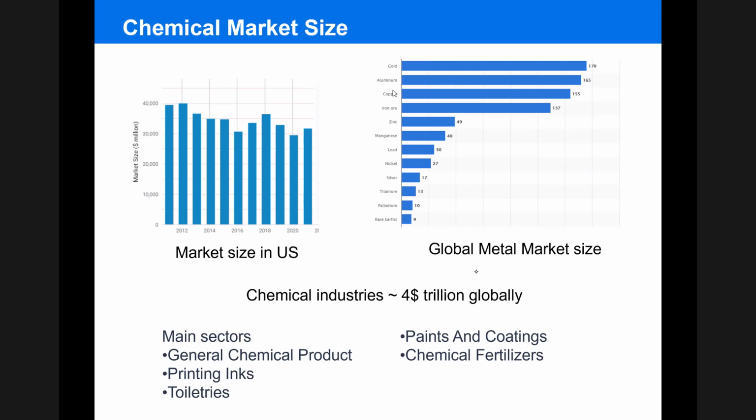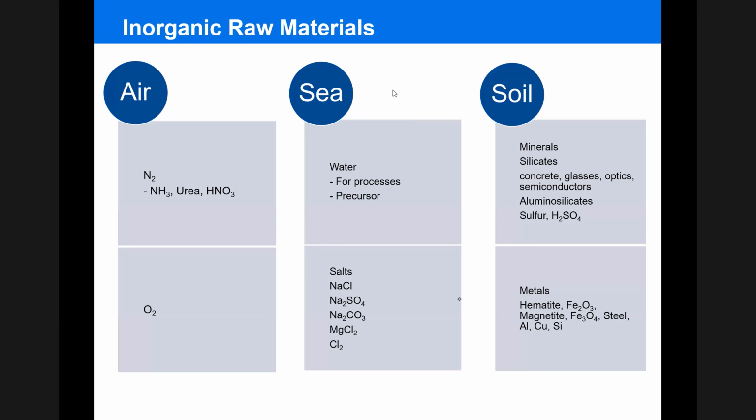And the main sectors for the inorganic chemical industry range between general commodity chemicals production, printing inks, paints and coatings, and chemical fertilizers. In terms of raw materials, most of these chemical industries use raw materials from nature, from three different sources. From air, we have different gases that are used for different industries. Nitrogen, for example, is the main component for the production of ammonia, which in turn is used to produce urea, nitric acid, and other products.